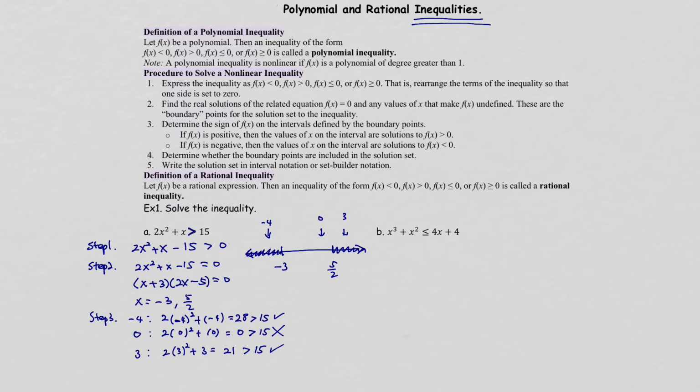The next thing you want to do is go back to your inequality. This is greater than, so you're going to use parentheses, not brackets. In interval notation, it will be parenthesis from negative infinity to negative 3, union parenthesis from 5 over 2 to positive infinity. So that will be your solution: the graph and interval notation.